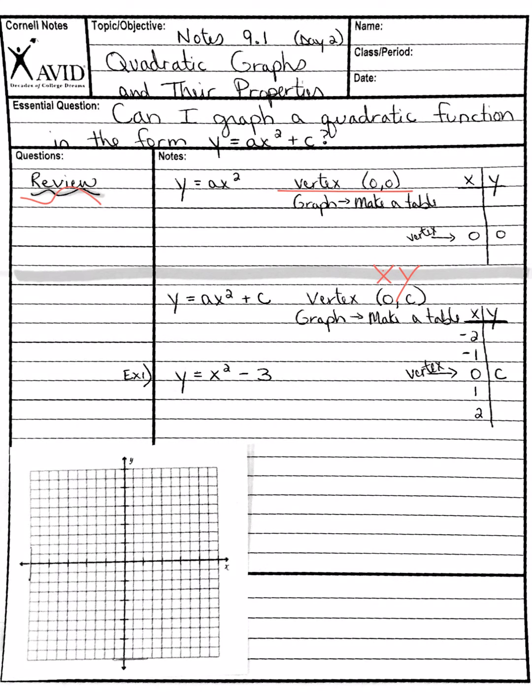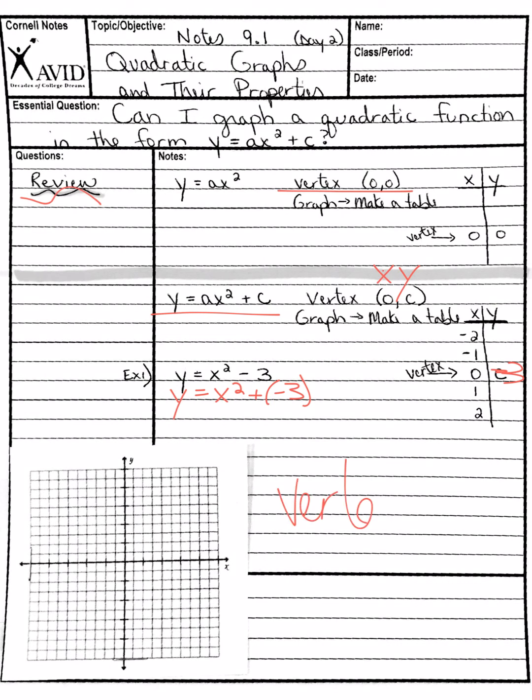So let's take a look at example 1. Y equals x squared minus 3. I don't like the minus 3 because that's not what our formula says. Our formula says y equals ax squared plus c. So let's change this. We need to rewrite it as y equals x squared plus a negative 3. So when we're looking at our vertex, we have to be able to identify our c here. And our c is that negative 3.